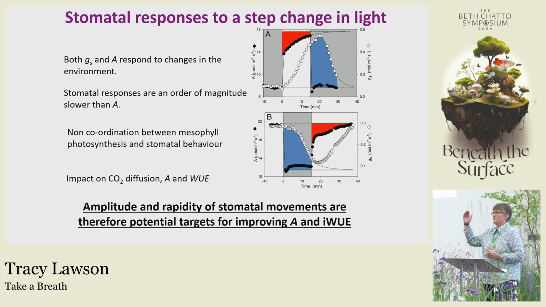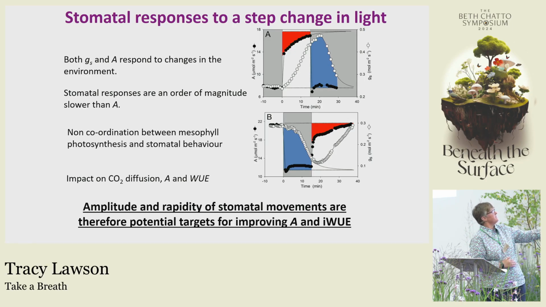If you think full sunlight on a bright sunny day here in Essex is about 2,000 micromoles, this is quite a low light level. And we can see that stomatal conductance in the white here and photosynthesis in the black circles is stable. We then switch the light at this point to 1,000 micromoles, so half full sunlight, to really drive that photosynthesis.